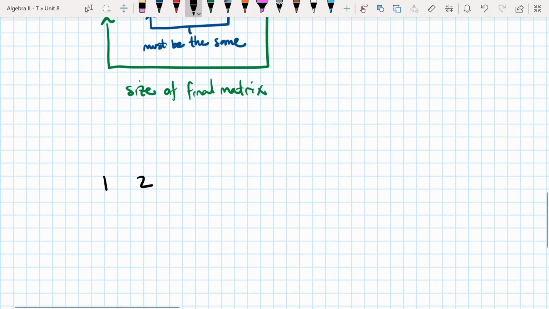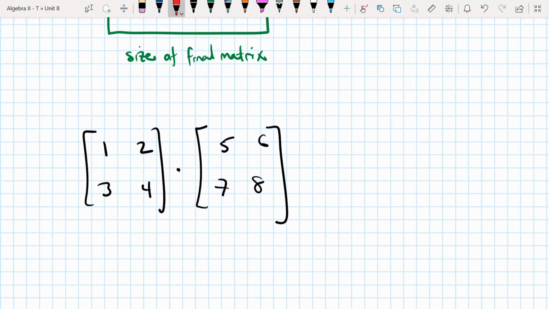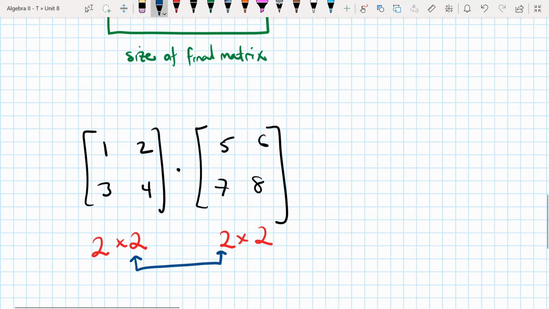So let's say we have two matrices being multiplied together: 1, 2, 3, 4 multiplied by, I'll write a dot here instead of a times, 5, 6, 7, 8. Pretty straightforward. Let's first determine if we're allowed to multiply these together. This is a 2 by 2, and this is a 2 by 2. The numbers on the inside are the same, so we are allowed to do this multiplication, and the resulting matrix is going to be the numbers on the outside. So our answer will be a 2 by 2 matrix. But what is the answer going to be?